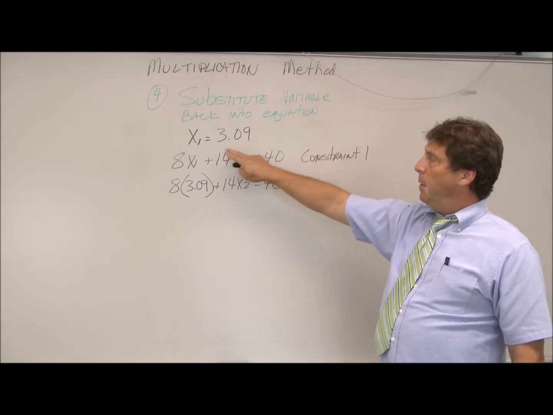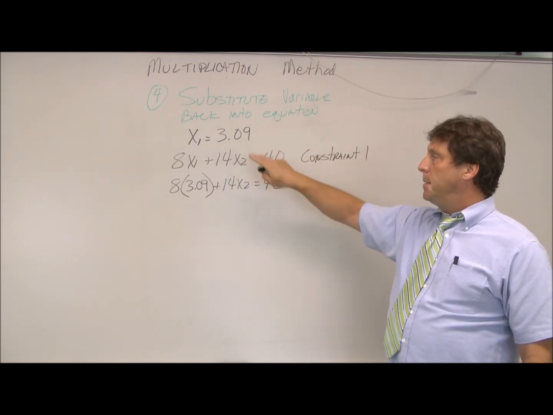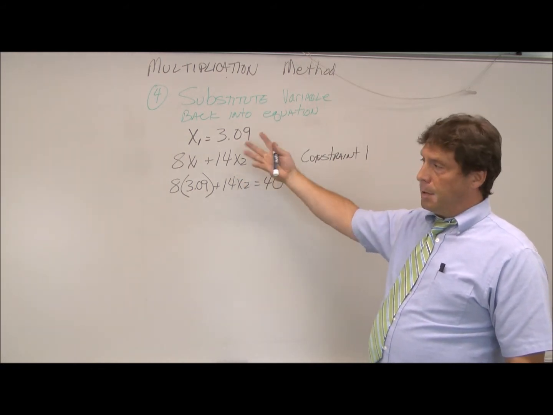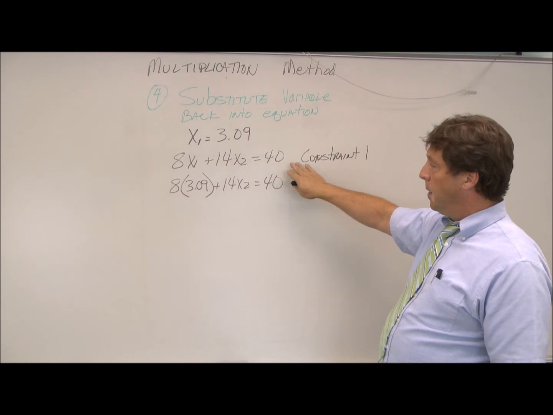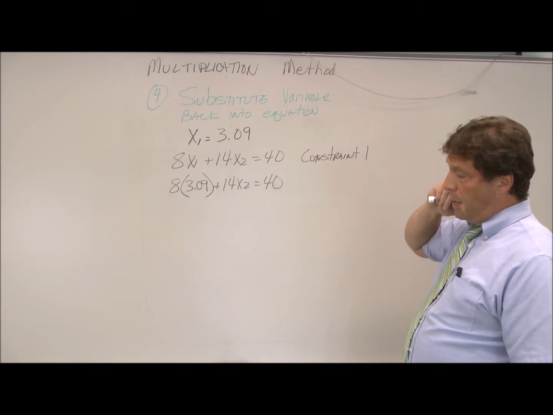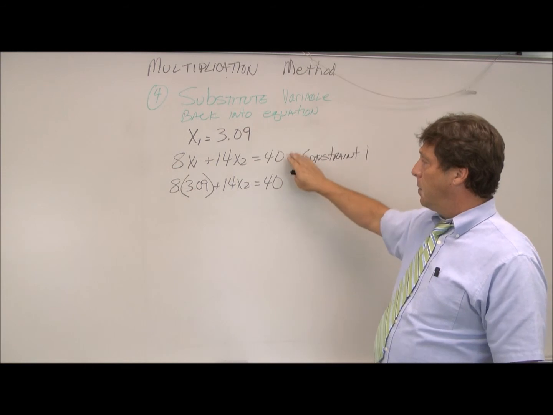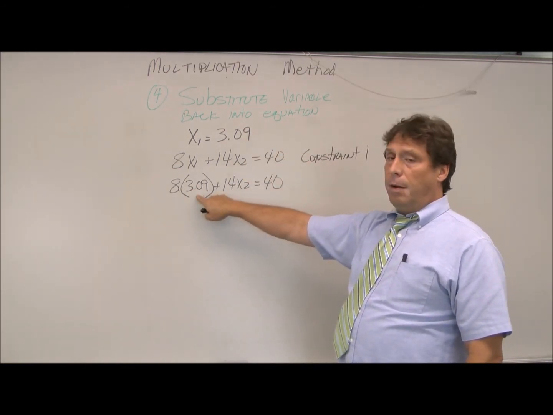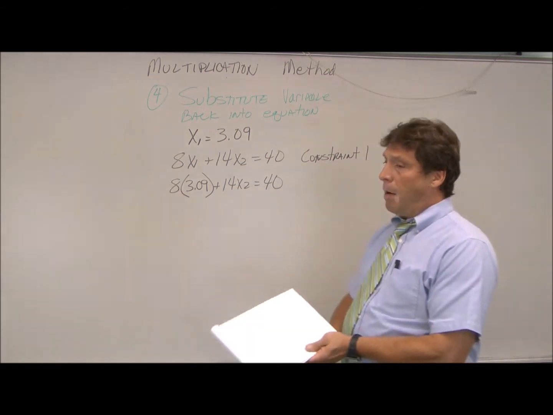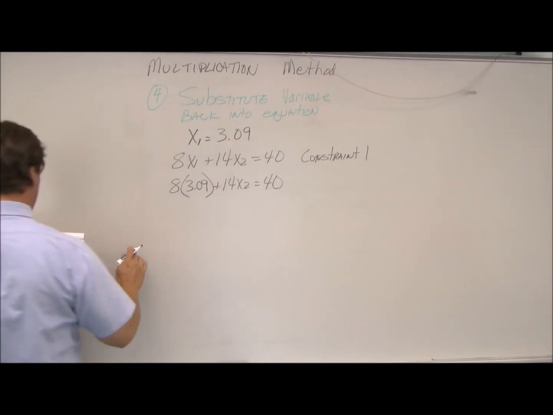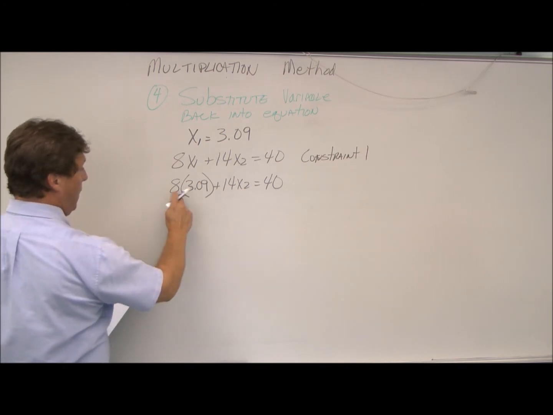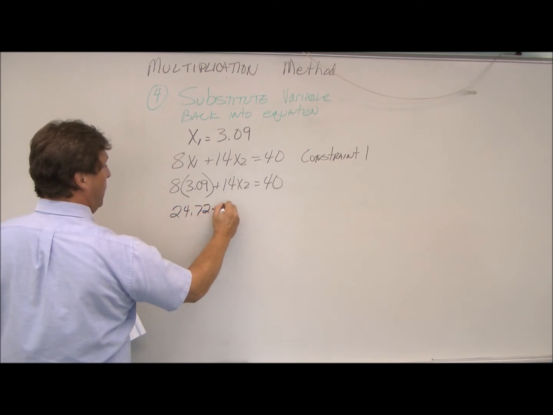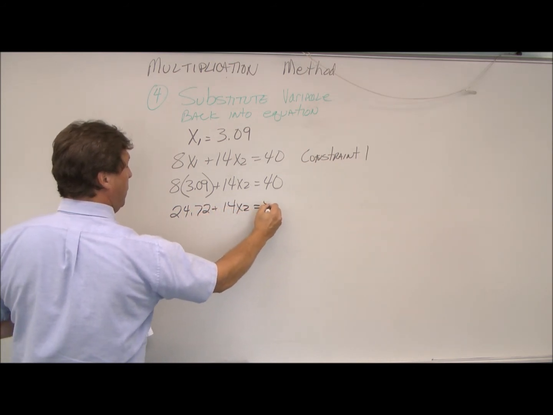From step 3, we determined that x1 was 3.09. So I just took constraint 1 here, but you could substitute back into constraint 2 also. You'll still come up with the same answer because that's where the two lines intersect. So I just put the 3.09 right in for x1. Now I just solve for x2. So 8 times 3.09 is 24.72 plus 14x2 equals 40.